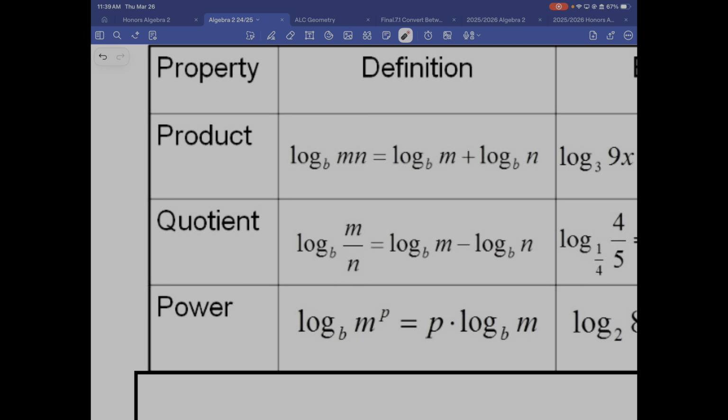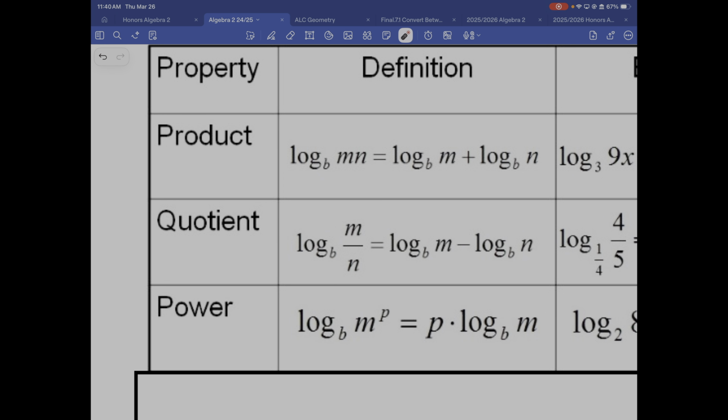3 times x, 27 times 2, whatever. You're multiplying two things together. That's equivalent to taking the log base b of m, so the log base b of your first term that's being multiplied, plus the log base b of your second term. Okay. And whatever that might be.